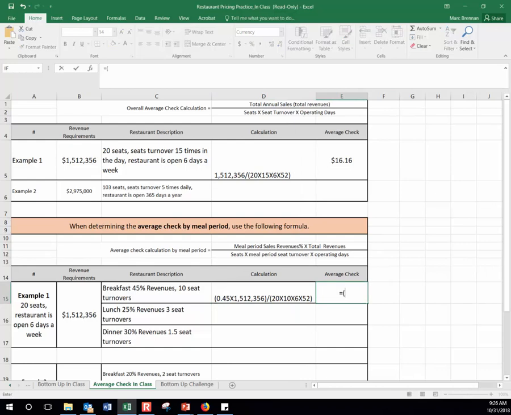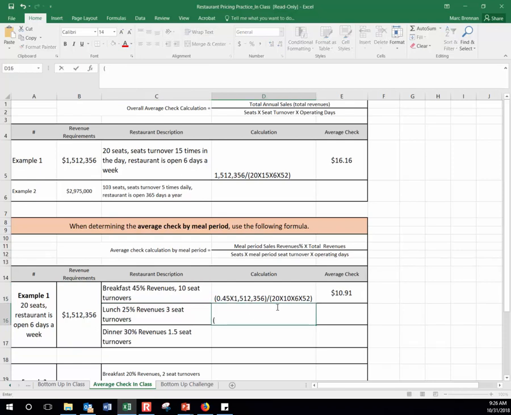So if we do this in Excel, 0.545 times 2 and divided by our 20 times 10 times 6 times 52, close our brackets. We should see that we have an average check of $10.91 that's required in order to make 45% of this amount at breakfast based on the 10 seat turnovers. Okay? So now we can do the same here.